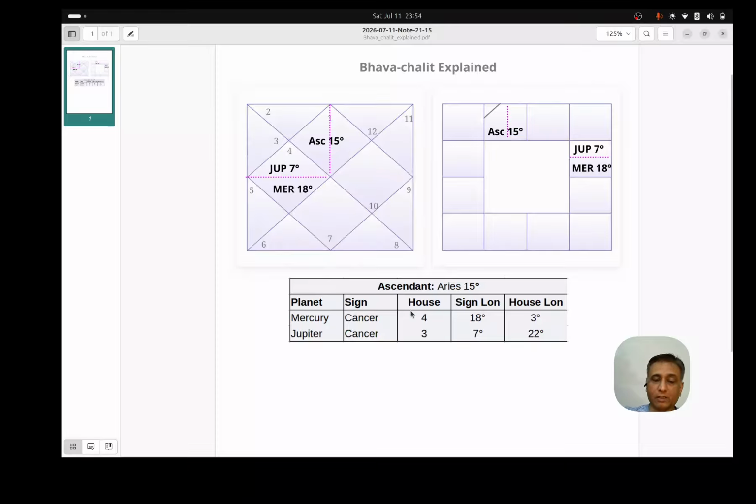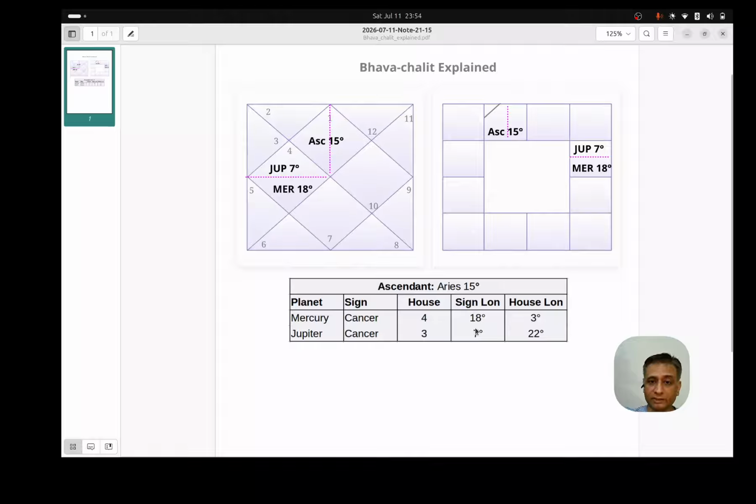Now you see here, Mercury is in the fourth house, but Jupiter is in the third house. But they both are in Cancer. Look here, both are in Cancer, but Mercury goes to the fourth house because it has crossed the 15-degree mark, but Jupiter did not cross, so it remains in the previous house. Why? Because previous house means third house, still 15 degrees of Cancer. It started from 15 degrees of Gemini, the third house. So anything from 0 degrees of Cancer to 15 degrees of Cancer will be in the third house.